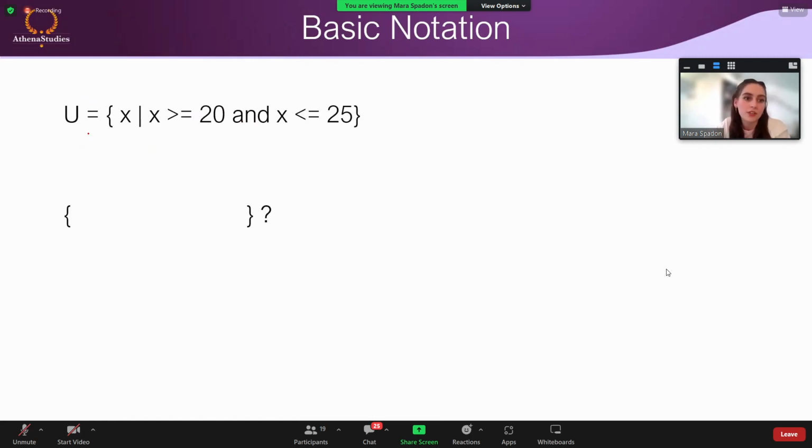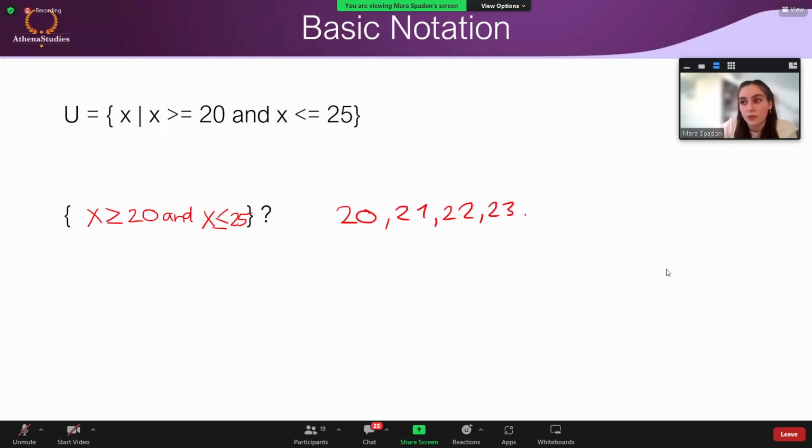So if we have this notation here, what does it mean? We have a set of U where the elements X, where this little line here means basically "where". So we have elements X where X is bigger than 20 or smaller than 25. So what do we get in between the brackets? We get any element that is bigger than 20, and we get any element that is smaller than 25. So you might think that this would yield a set containing this, right?